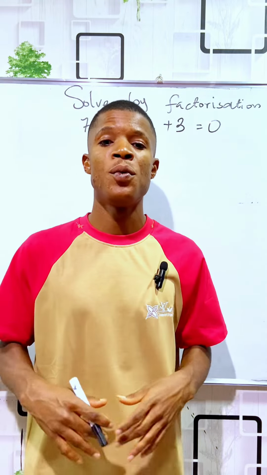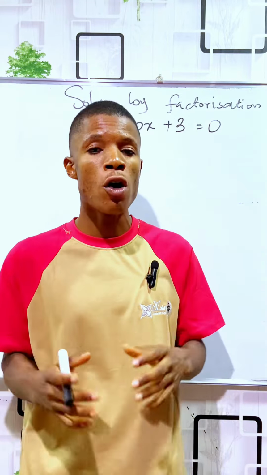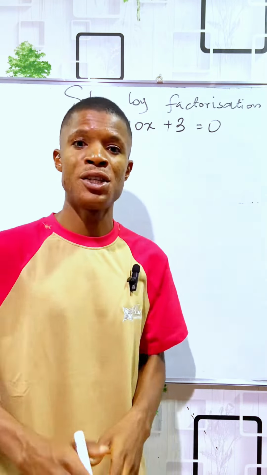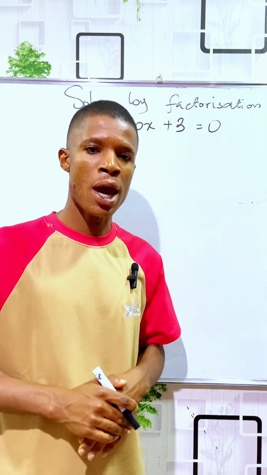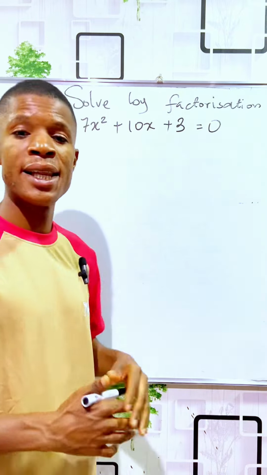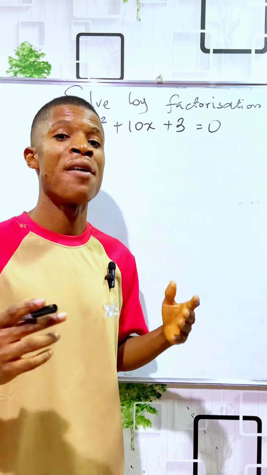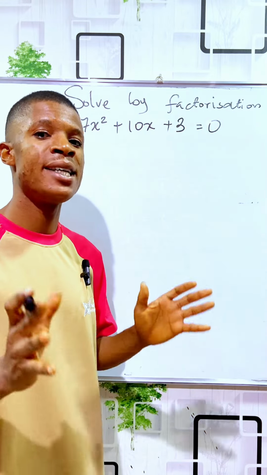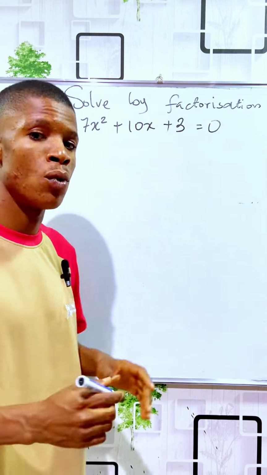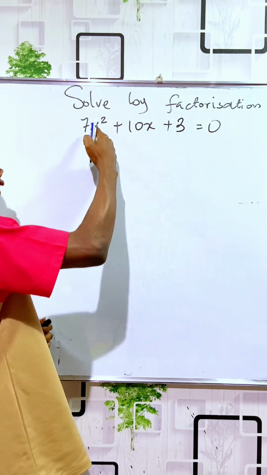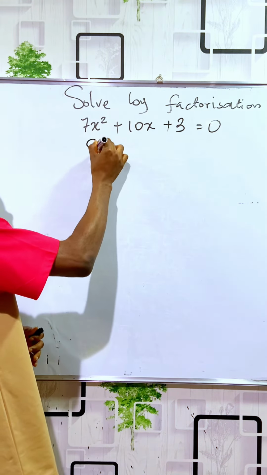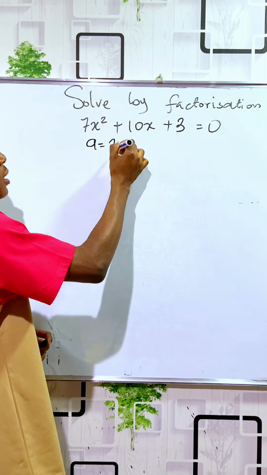In this video, we are going to learn how to solve quadratic equations using factorization method. Okay, for us to solve any given quadratic equation by factorization method is simple. First, let's define each term in the quadratic equation. Observe the coefficient of x squared is called a. So a is equal to 7.